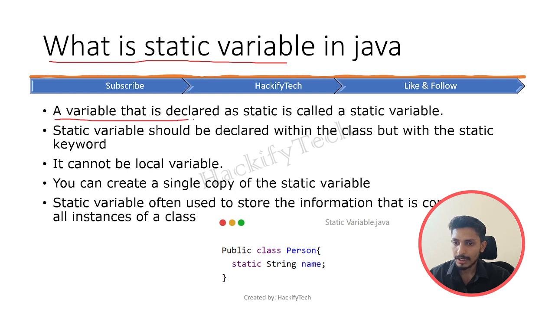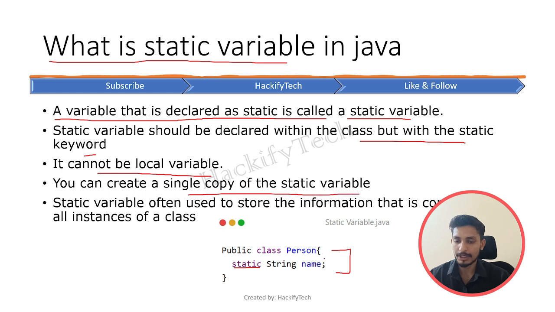A variable that is declared with the help of the static keyword, we call it a static variable. So you can see here a variable is declared with a static keyword. A static variable should be declared within a class, but with the static keyword. It can't be a local variable, which means you can't declare a static variable inside a method. You can create a single copy of a static variable.